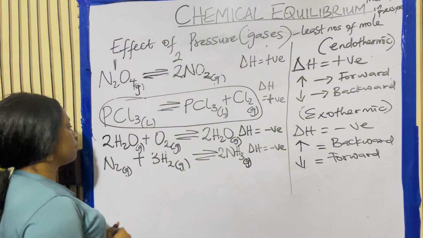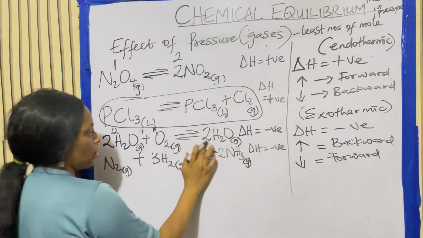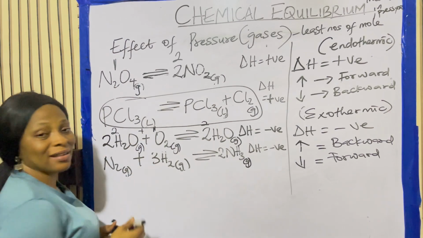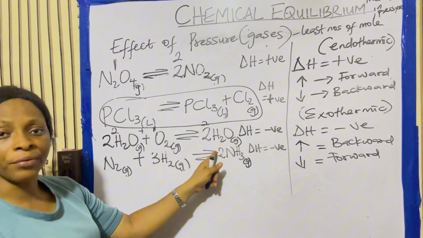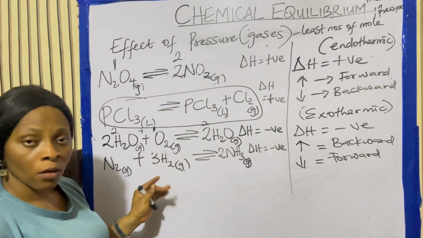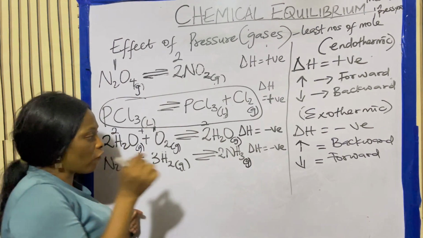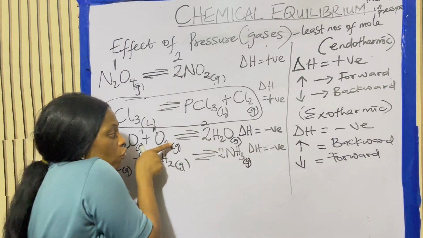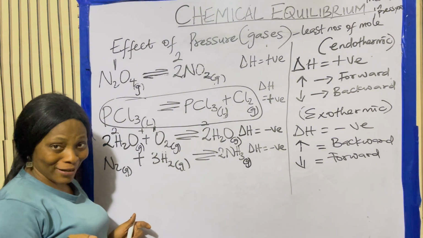Let's look at this. This is 2 plus 1. This is 2. So 2 plus 1 is 3. If you increase the pressure of this system, where is it going to favor? It is going to favor the one that has the least number of moles, which is 2. So it is going to favor the what? The forward reaction. Are we following?